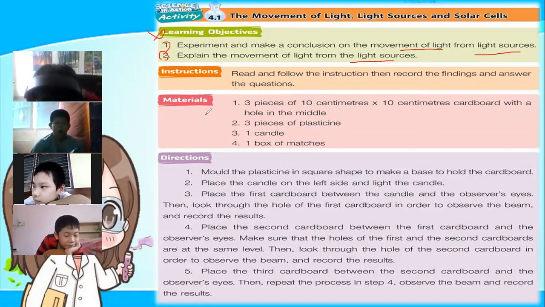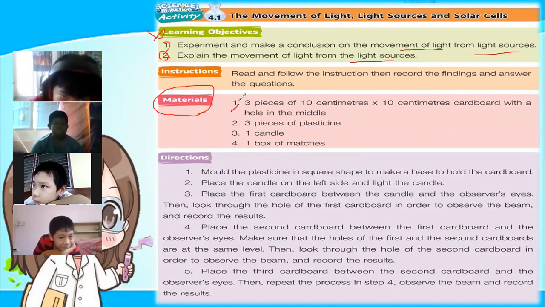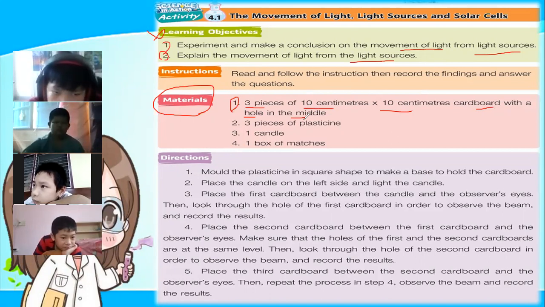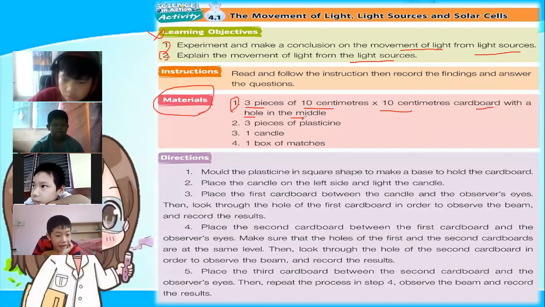For this experiment, we require some materials, four of them. Number one, we need 3 pieces of 10 centimeter by 10 centimeter cardboard with a hole in the middle. So we are going to take 3 pieces of cardboard, all the same size, 10 by 10, and right in the middle they will have one hole.